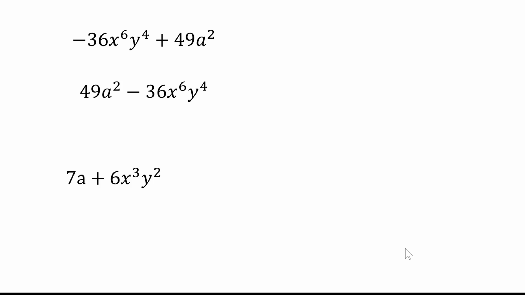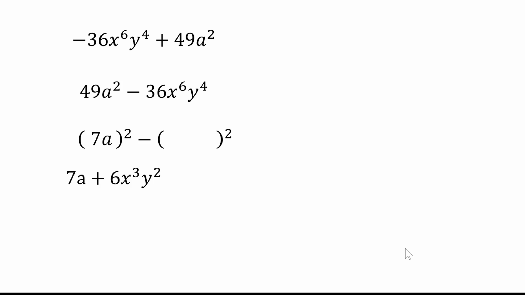All right. So you look at 49a squared, you know that 49 is 7 squared, and a squared is a squared. So 49a squared is 7a quantity squared. If you multiply 7a times 7a, you get 49a squared. So we've written that as a square, something squared. 36x to the 6th, y to the 4th can also be written as something squared.